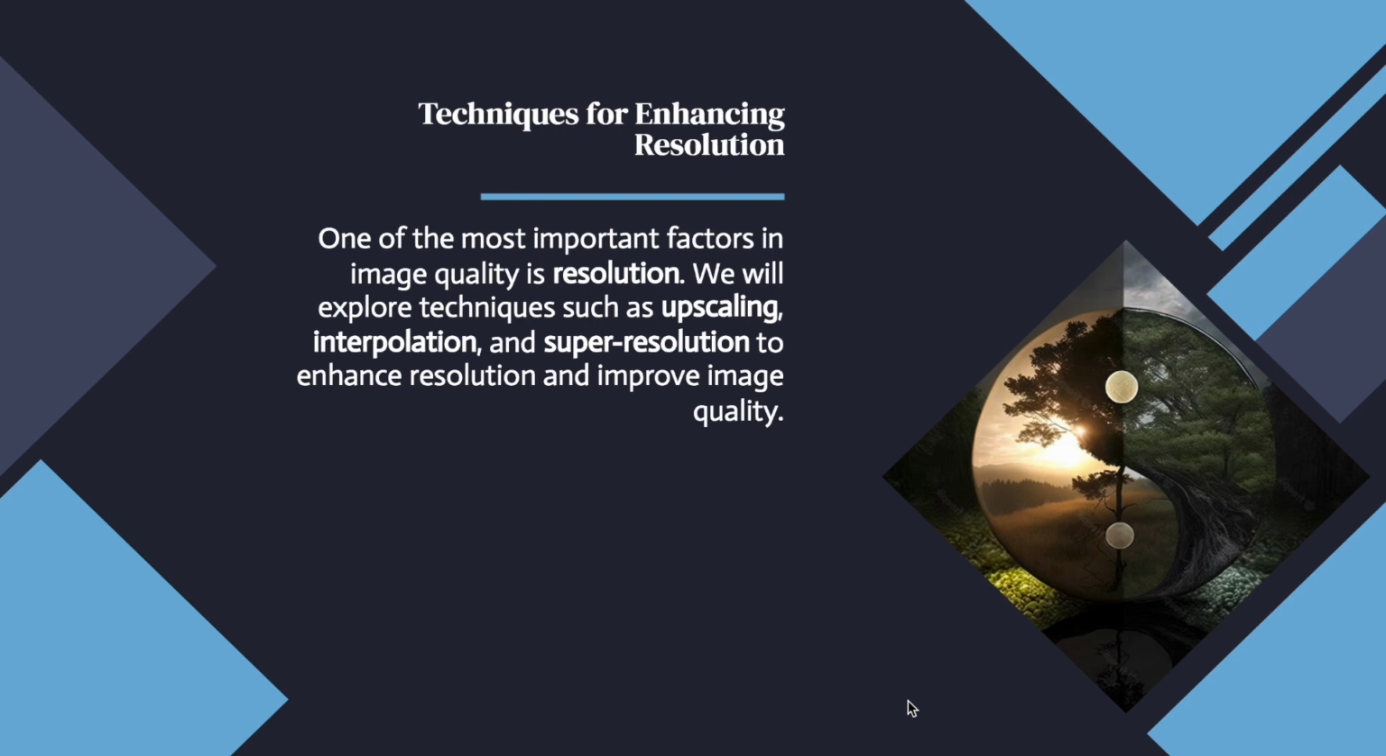This can be done using various interpolation algorithms such as bicubic, bilinear, or nearest neighbor interpolation. Third, deconvolution. This technique involves reversing the effects of the blurring or distortion caused by the camera or sensor. Fourth, sharpening. This technique involves increasing the contrast of edges and details in an image to make them appear sharper.